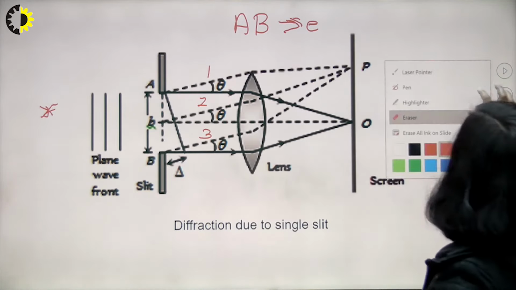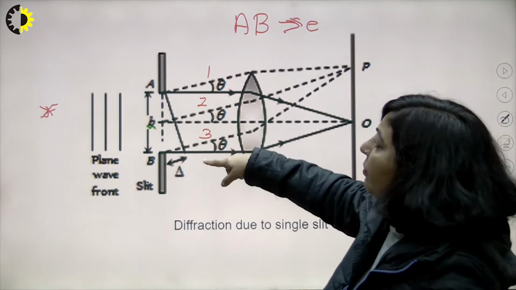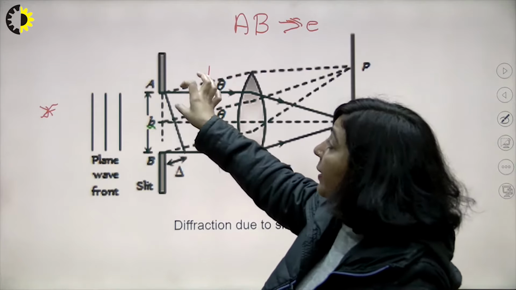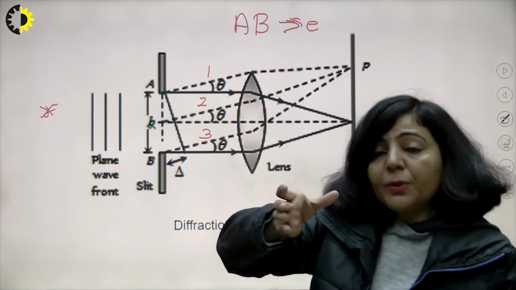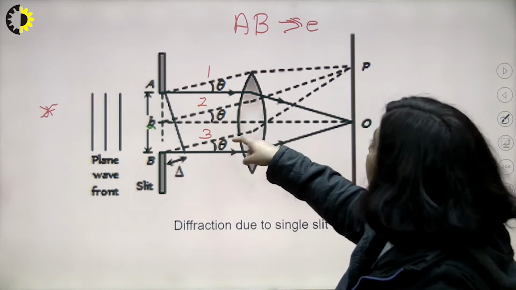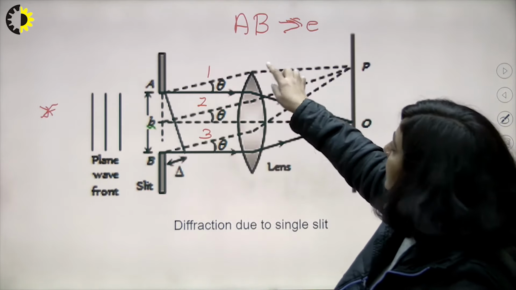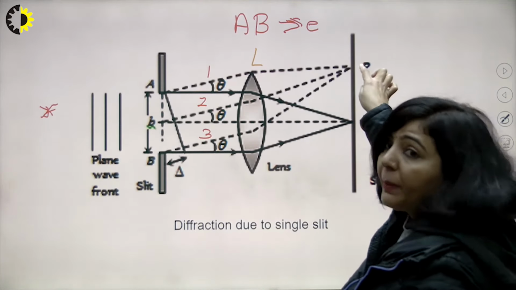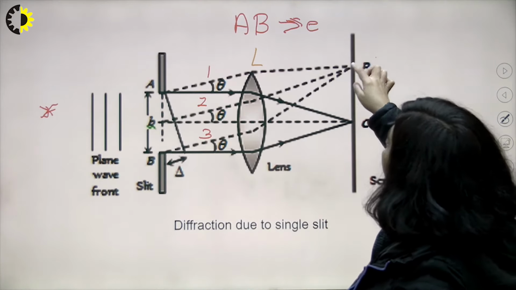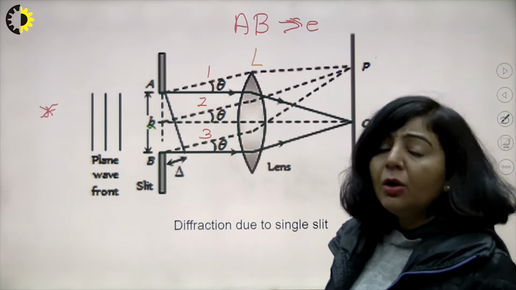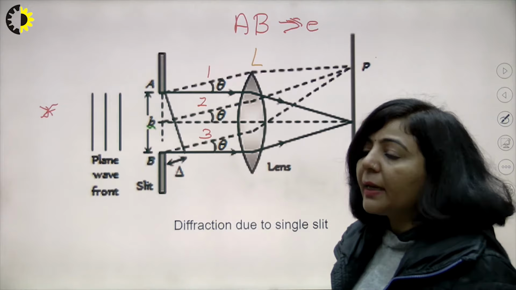As you can see here, only 3 light rays are shown, but if there are n parts, then you get n light rays of the same amplitude, and for all those light rays the angle of diffraction is theta. All those light rays, with the help of this lens L, converge at this point P, and over that point P you can get a principal maxima, a minima, or a secondary maxima.